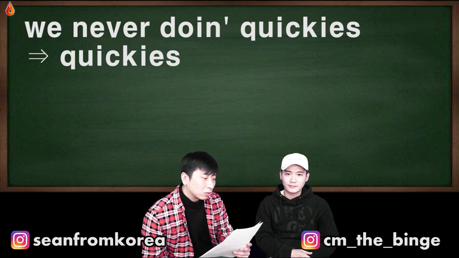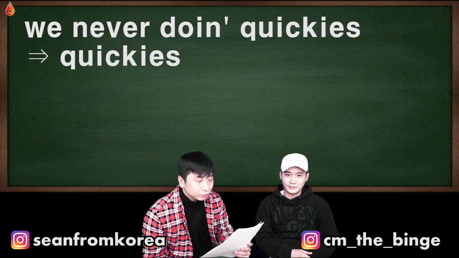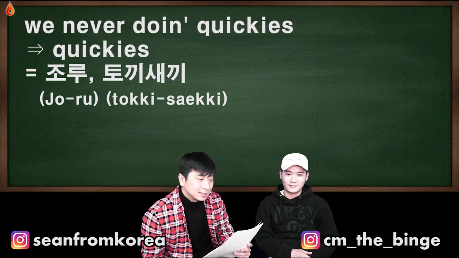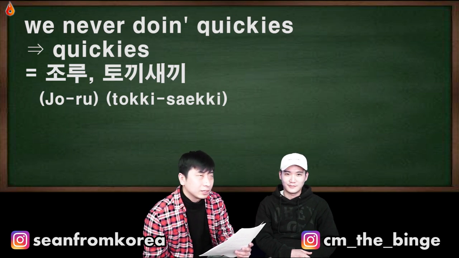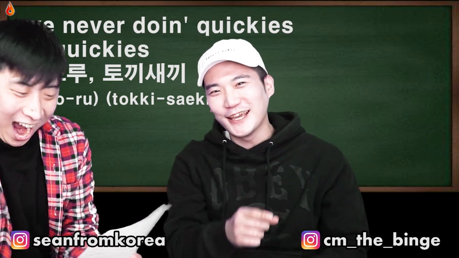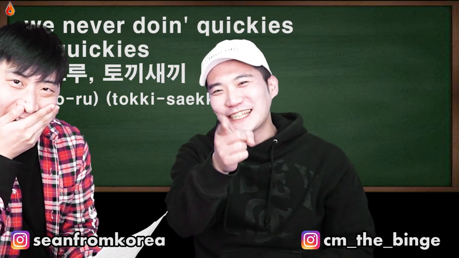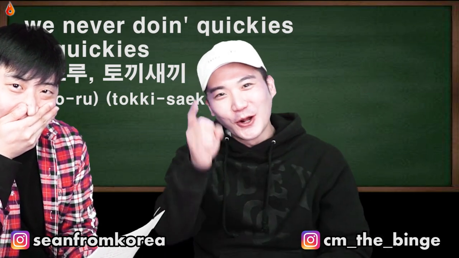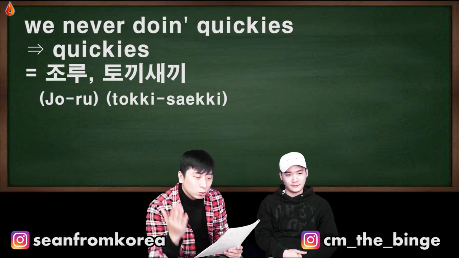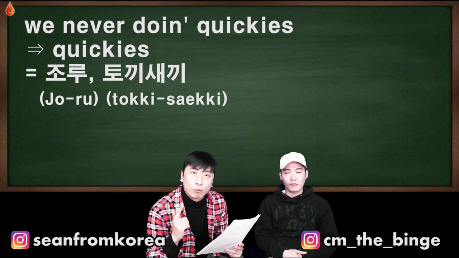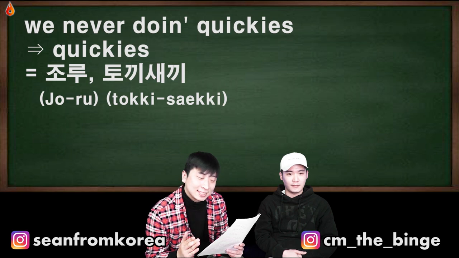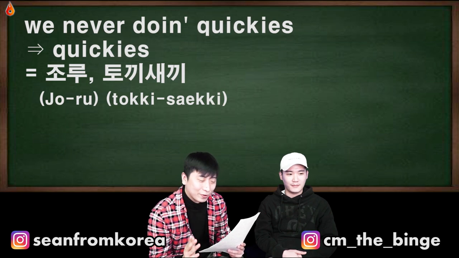Okay, let's learn about the word quickie in Korean. Quickie can be translated in 조루 or 토끼새끼. Then now, let's listen to native Korean speaker's pronunciation. 조루, 토끼새끼. Wow! By the way, 토끼새끼 is actually meaning a baby of rabbit. Since rabbits usually finish having sex so fast, that's where this slang from, alright?